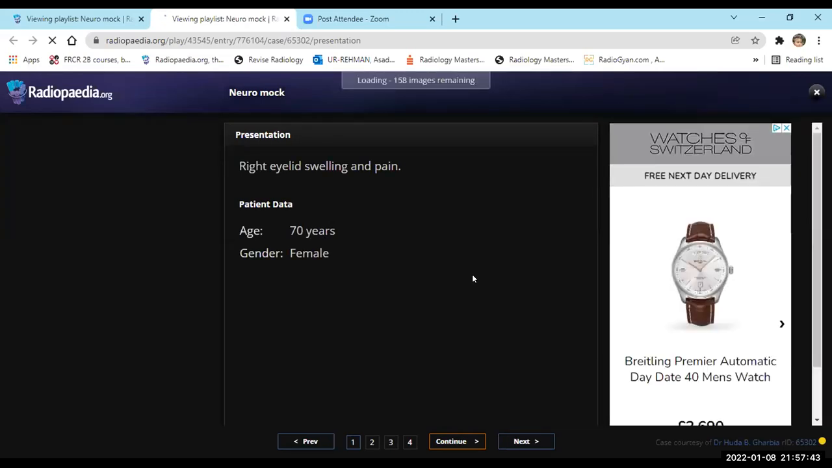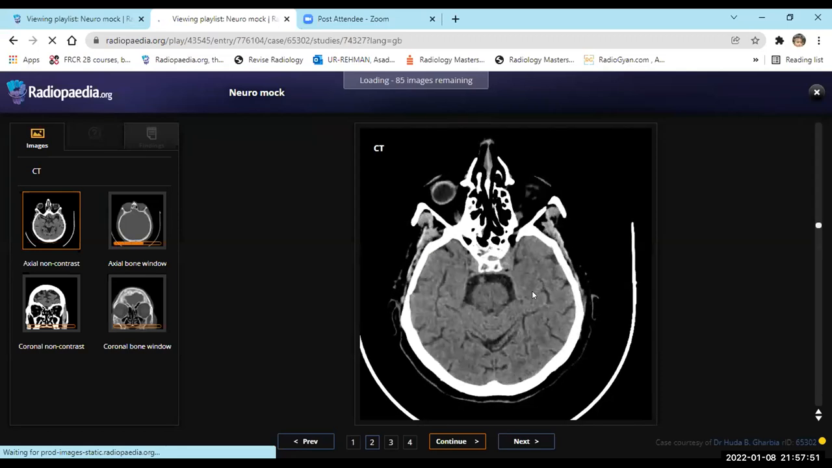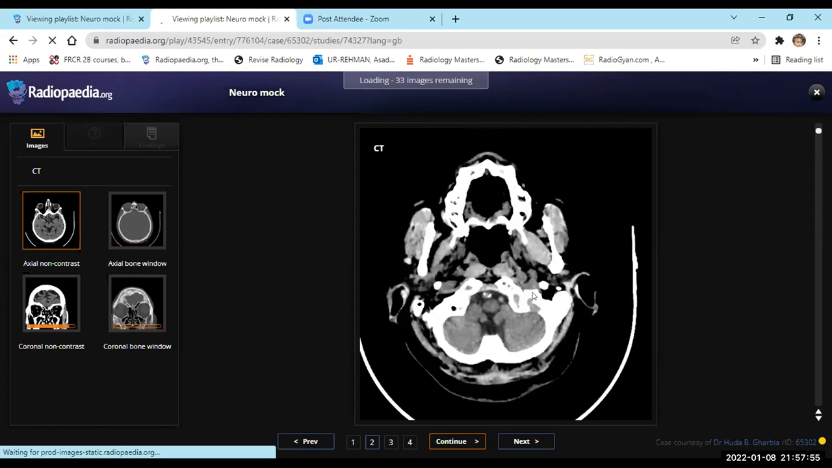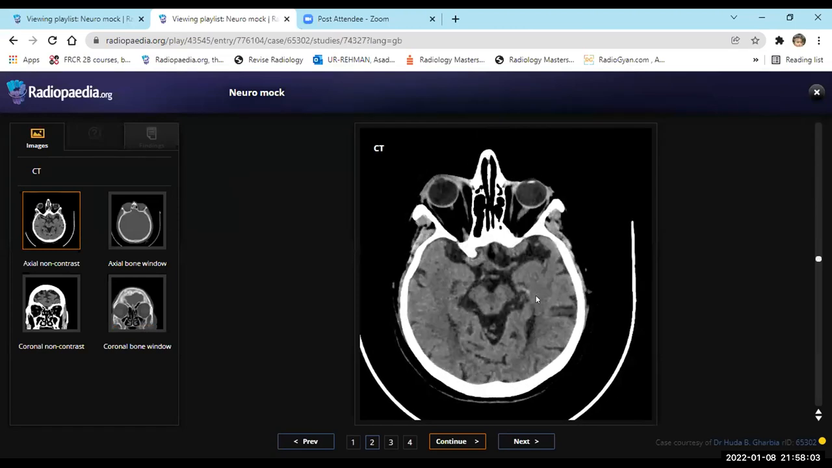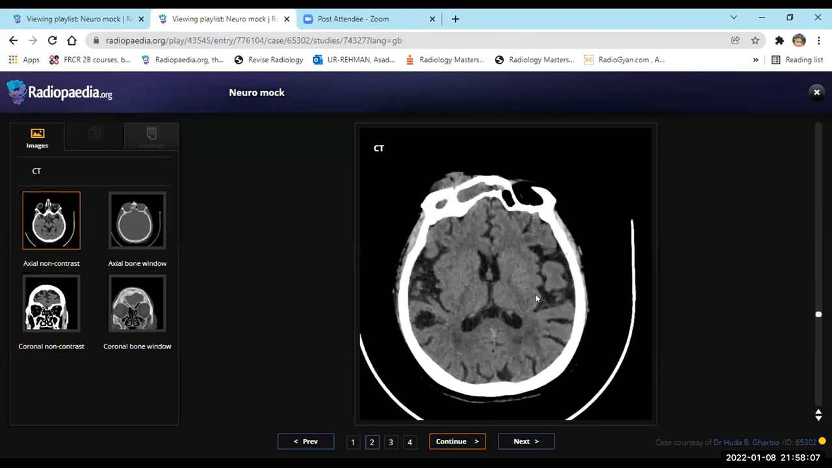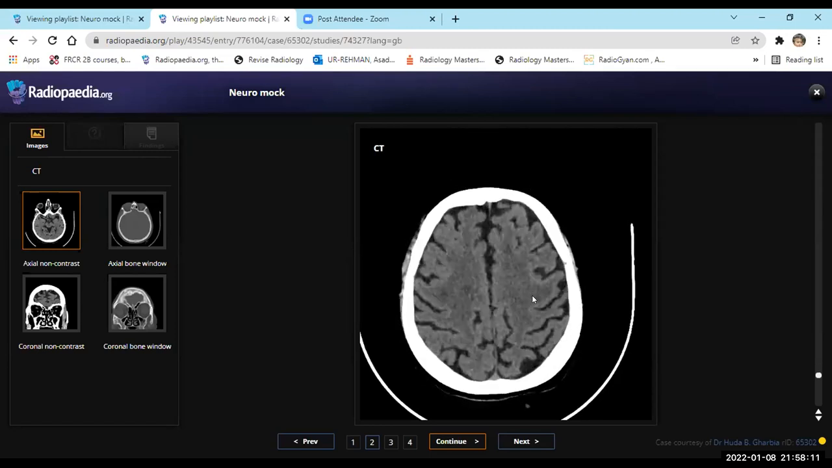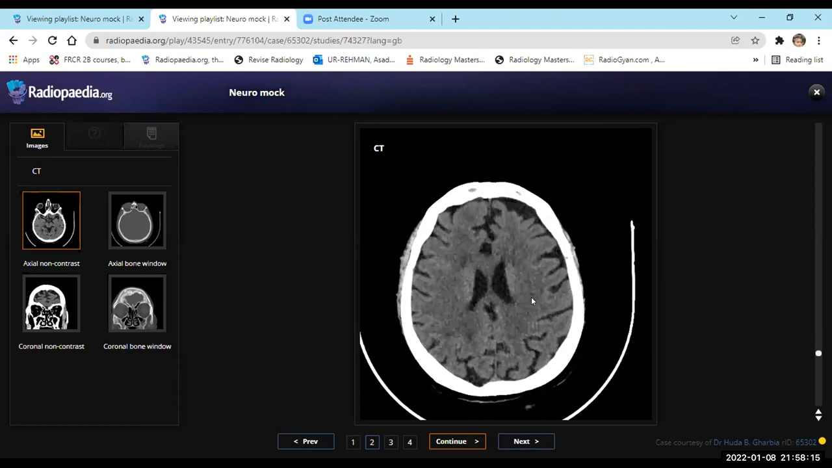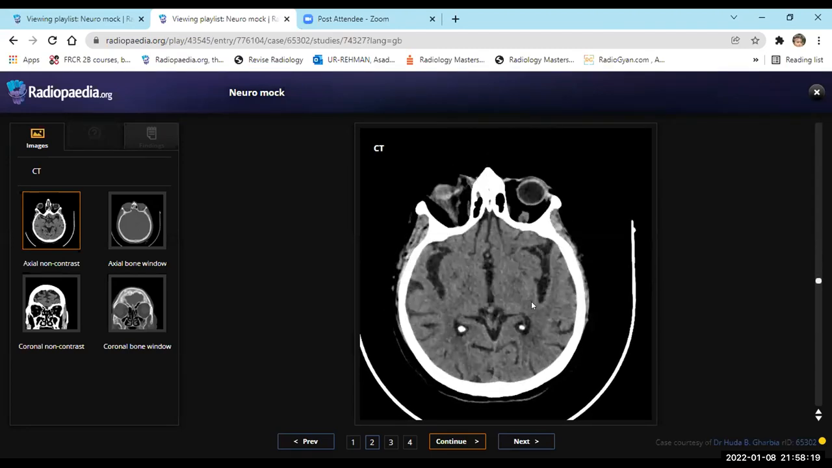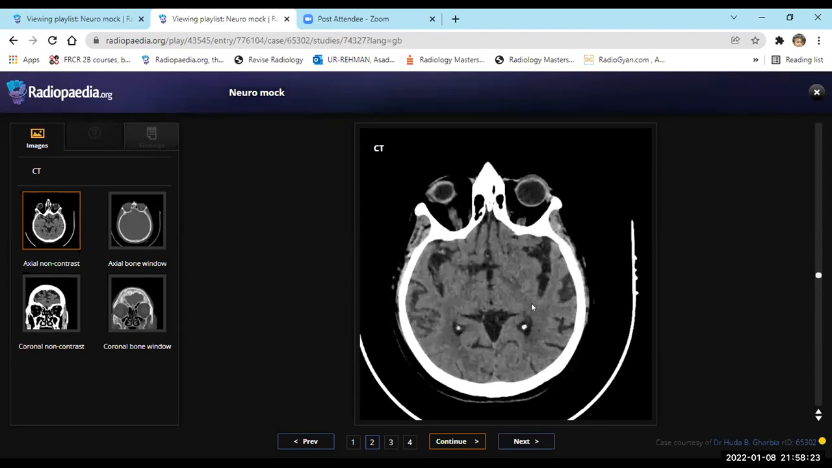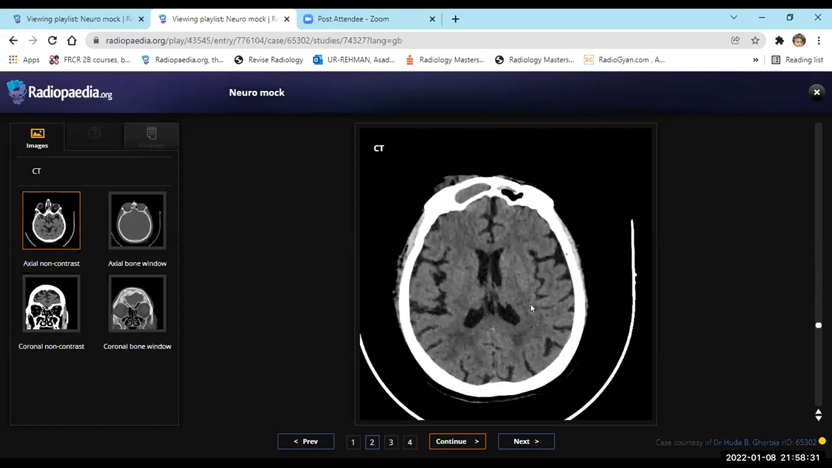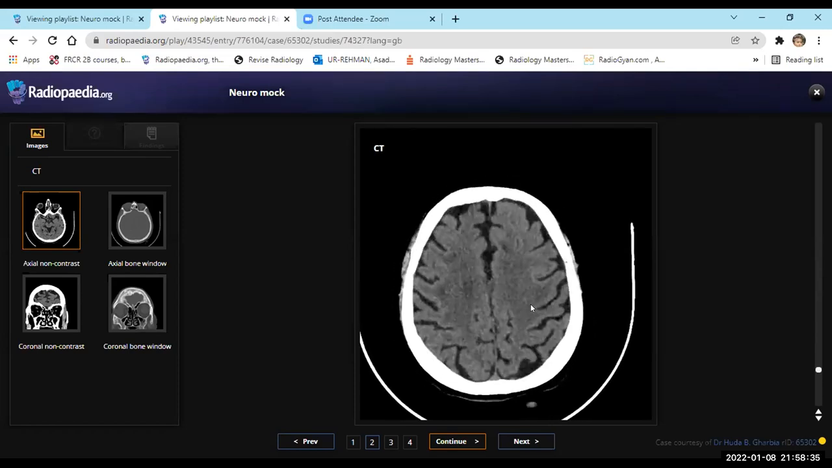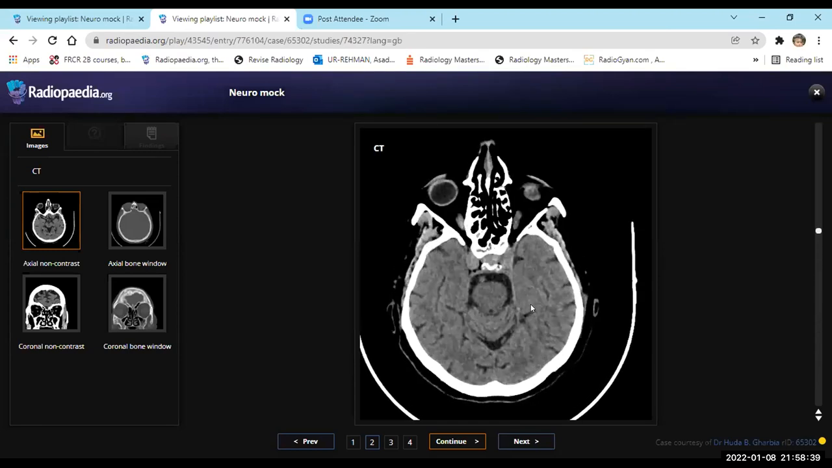Right eyelid swelling and pain in a 70 year old female. This is an axial unenhanced brain CT scan of a 70 year old female with right eyelid swelling. Yes, at the right sided epicanthus, there is a hypoattenuated area with extension to the eyelid on the right side. Otherwise the brain parenchyma looks normal.